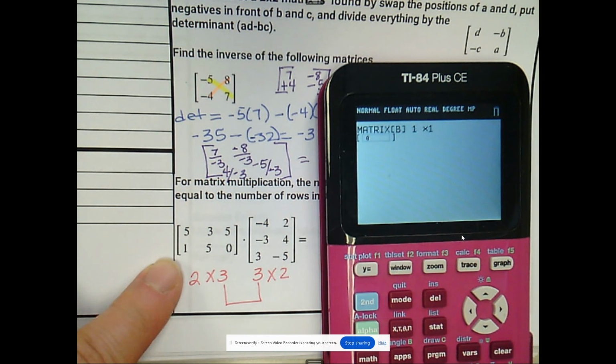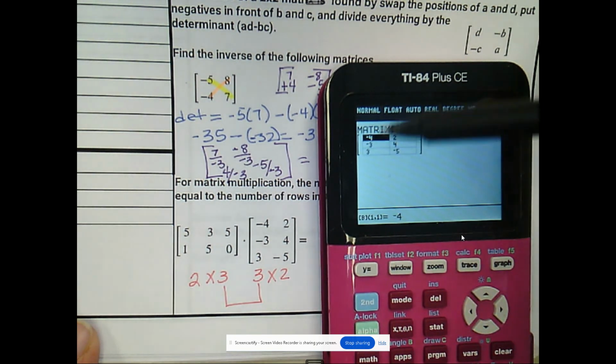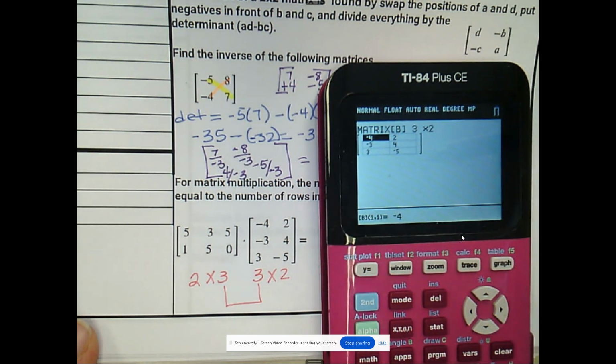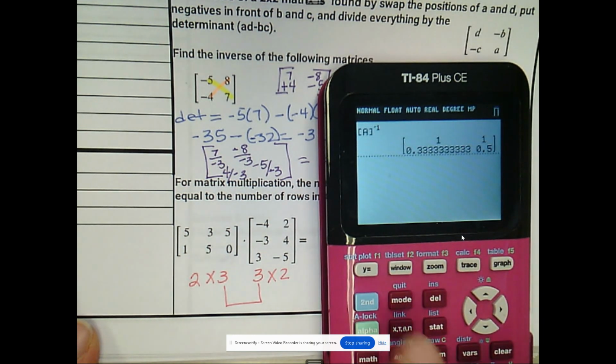This is a 3x2, and it's -4, 2, -3, 4, 3, -5. Make sure you have it correct. Do a quick check. Second mode to get out of that screen.